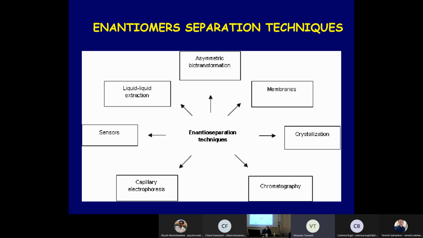Now, more recently, there are other techniques which involve the use of membranes, for example, or chromatography. It's possible to have an optically active stationary phase, and so the enantiomers form different diastereoisomers with the stationary phase, or by capillary electrophoresis, or by other types of techniques.